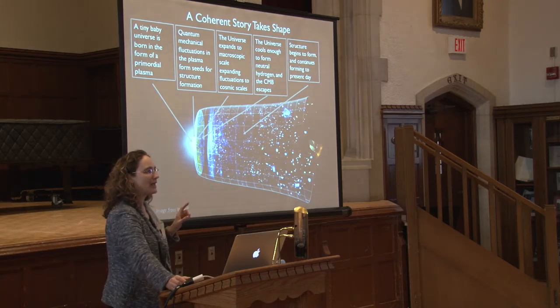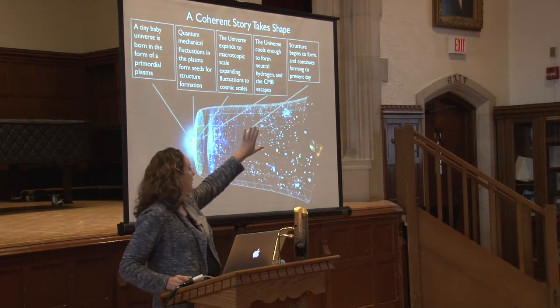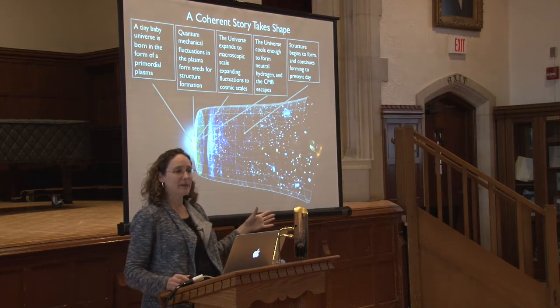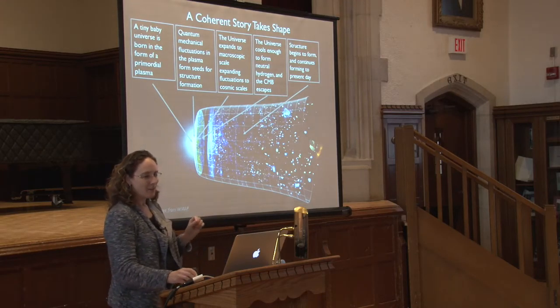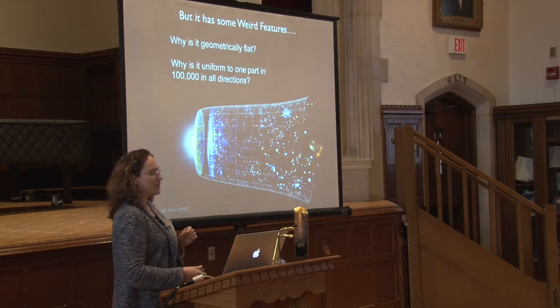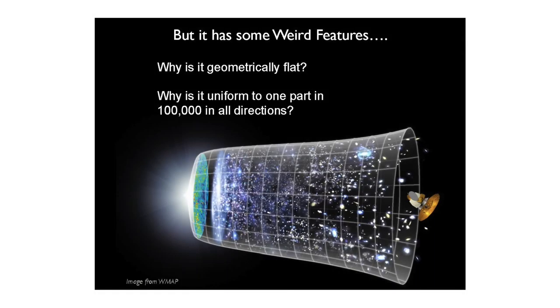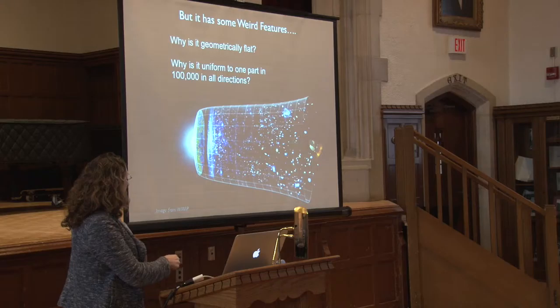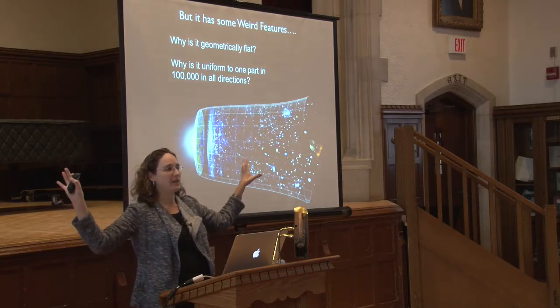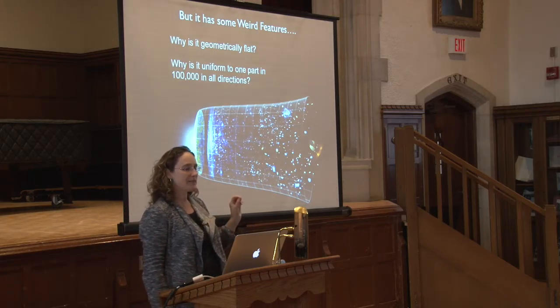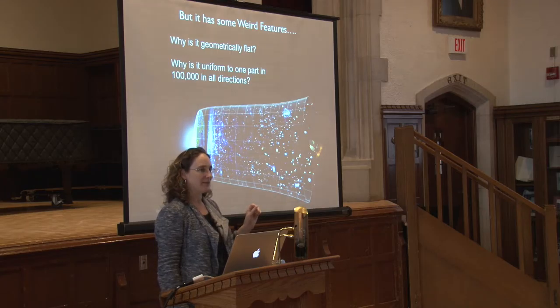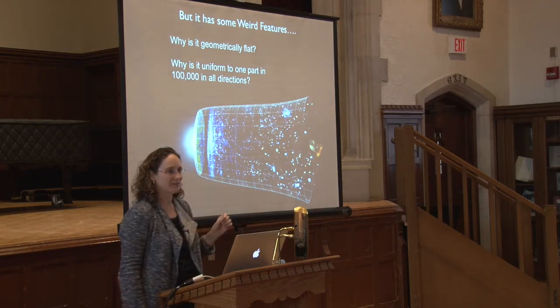But there are a couple other things I want to highlight first. So this coherent picture starts to take shape, it starts to make sense. And if you're not really paying super close attention, you might say, okay, we've got it nailed. But it has some weird features. So why is it geometrically flat? We know that it is, but why is that true? And why is it so uniform? So it turns out that we thought, as you look out at the CMB in all directions, it should be more or less the same. But it turns out it's the same to one part in 100,000. Turns out that's actually kind of hard to produce.